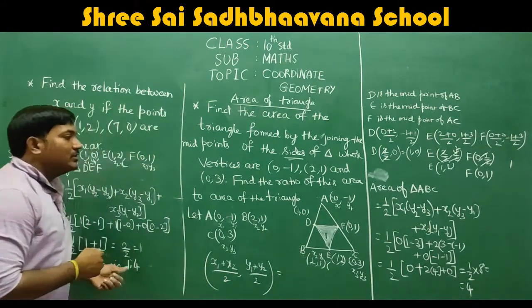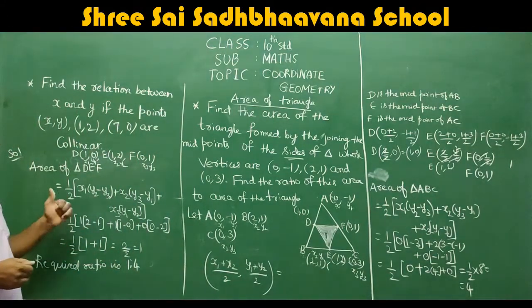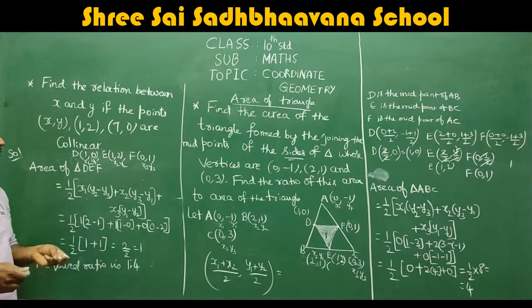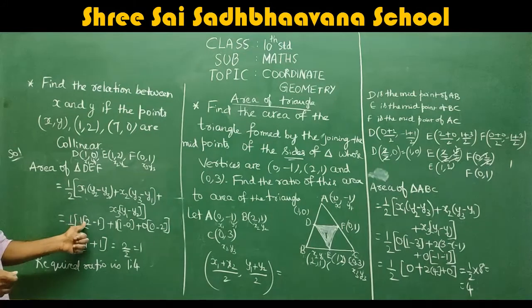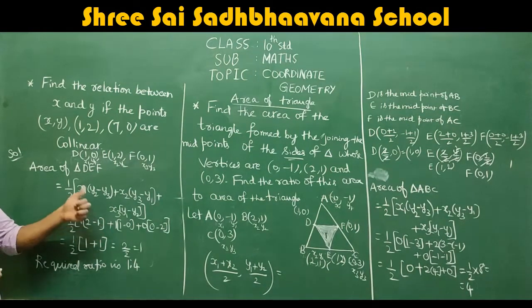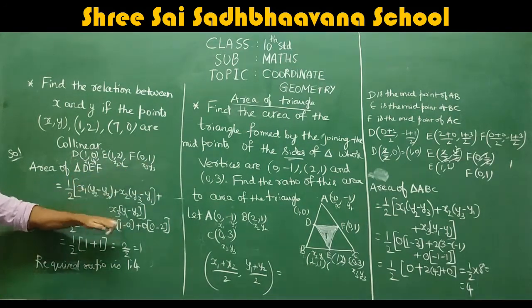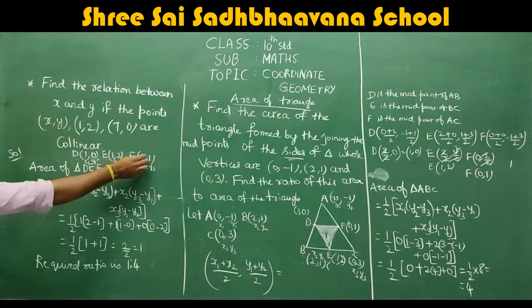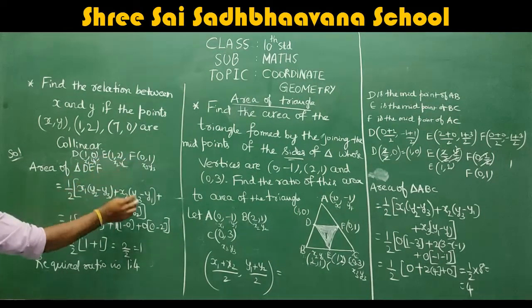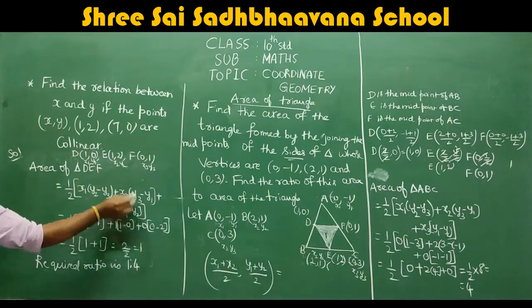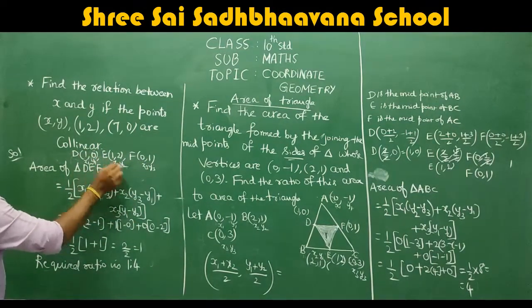Later, I found the area of triangle DEF. Again I have written the formula: half into x1 into (y2 minus y3) plus x2 into (y3 minus y1) plus x3 into (y1 minus y2). So half into 1 into (2 minus 1) plus 1 into (1 minus 0). Just I am substituting now. I have written clearly what is x1, y1, what is x2, y2, and what is x3, y3. So 1 into (2 minus 1), next 1 into (1 minus 0), next 0 into (y1 minus y2), which is 0 minus 2.